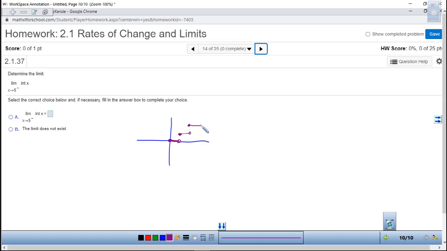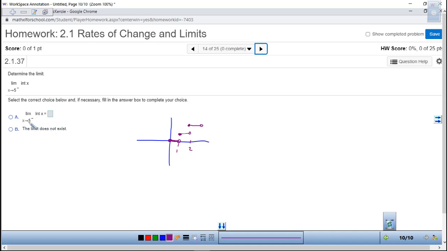Now, notice my open dots and my closed dots. My open dots are on the integers, 0, 1, and 2. So essentially, with the greatest integer function, what you're doing is you're just rounding down.